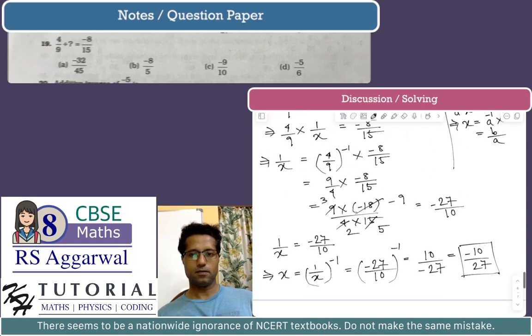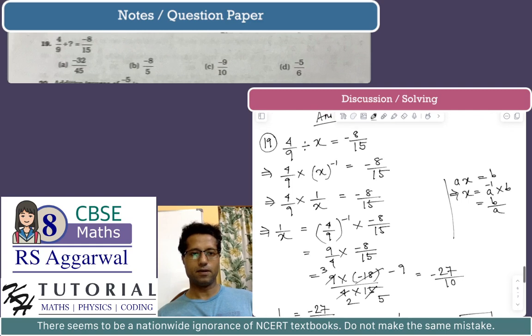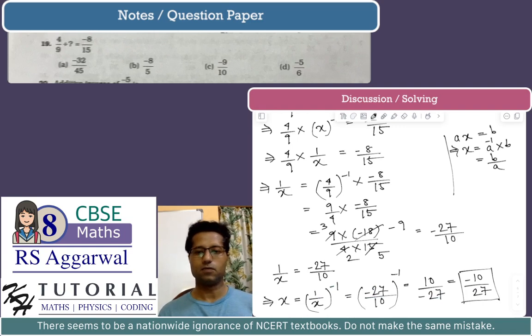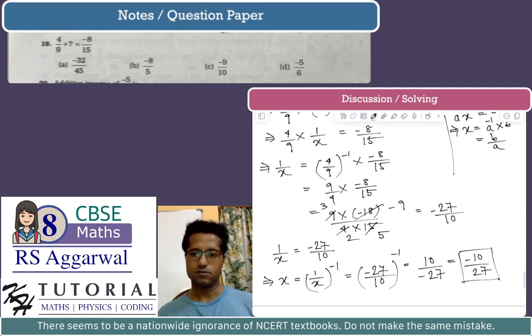4 by 9 divided by x is equal to minus 8 by 15. So this means 4 by 9 multiplied by the multiplicative inverse of x, that is 1 by x, is equal to minus 8 by 15. From here we get 1 by x is equal to the multiplicative inverse of 4 by 9 into minus 8 by 15. Okay, so this is equal to 9 by 4 multiplied by minus 8 by 15, and this becomes 3, 3, 3, 5, 2, 2, 2, minus 9, so minus 27 by 10.